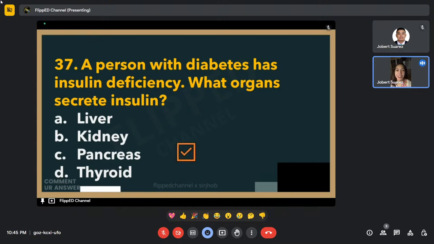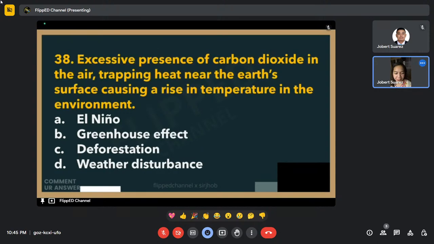The answer for number 37 is letter C, it's pancreas. Okay, pag insulin, pancreas tayo.